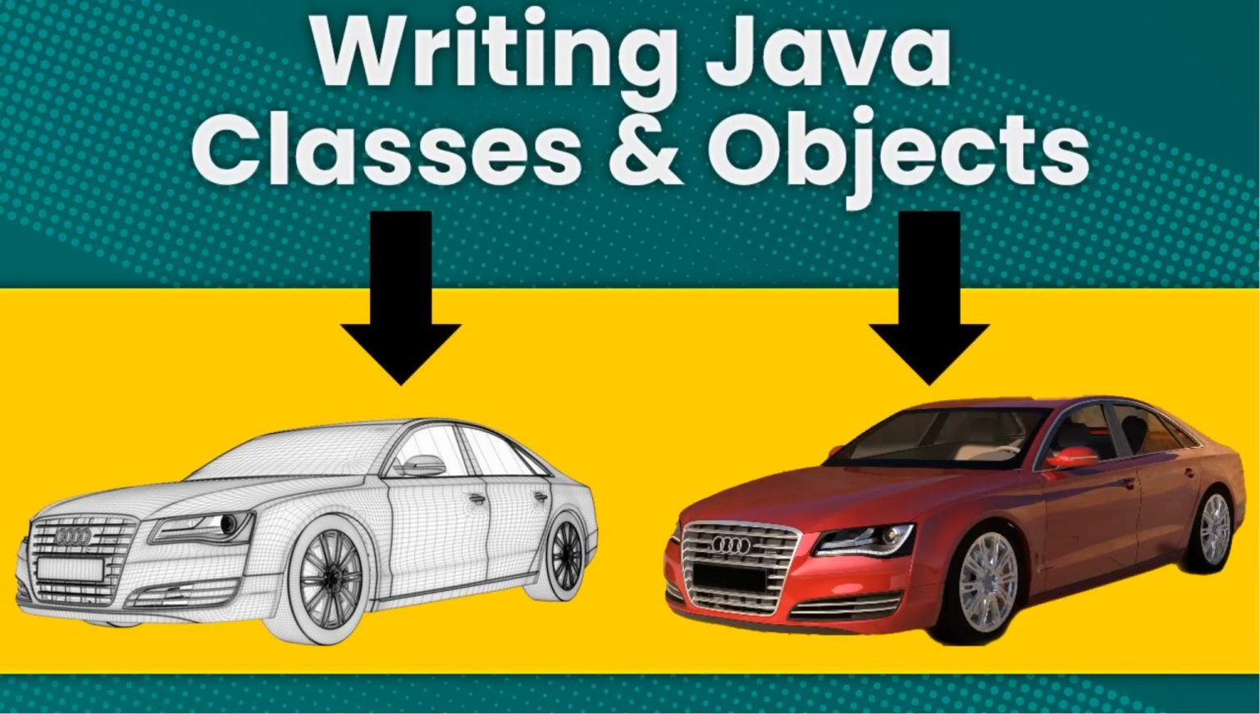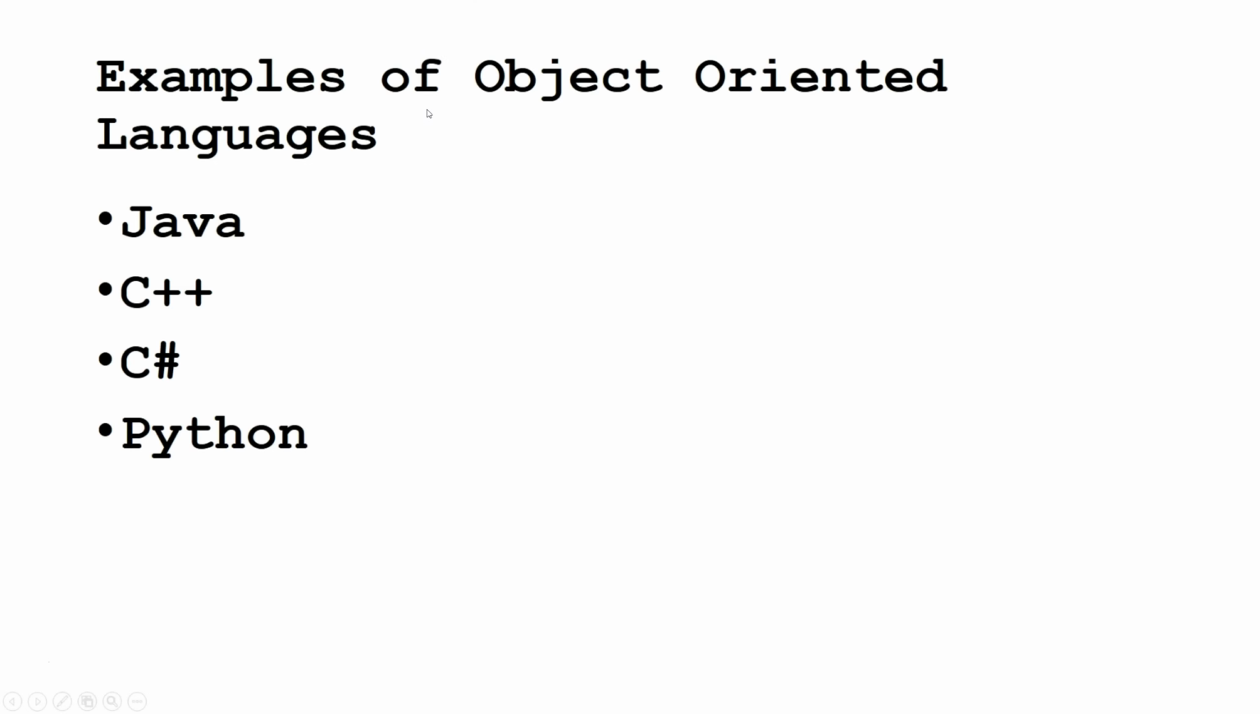We'll start this unit by learning the basics of writing classes and using objects. In place of the term object, I may say instance of a class or instance. All mean the same thing. Examples of languages that use an object-oriented paradigm: Java, C++, C#, and Python. There are many more, but these are four major ones.